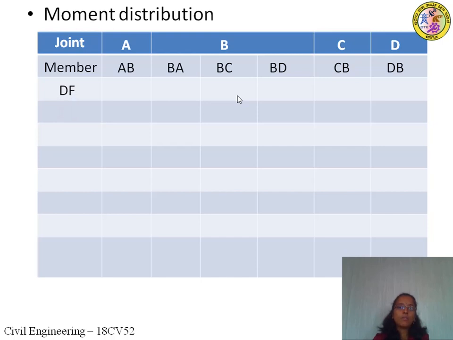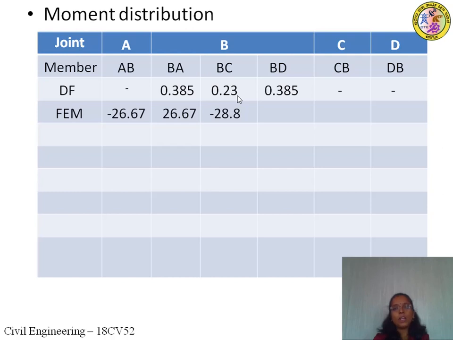So next we have to write the distribution factors. So distribution factors for the intermediate joints are, for BA it is 0.385, for BC 0.23 and then for BD it is 0.385. Next row is the fixed end moments. Okay, so the fixed end moment for AB, MFAB is minus 26.67, MFBA is plus 26.67, MFBC minus 28.8, MFBD plus 10, MFCB plus 19.2 and MFDB we have minus 10.